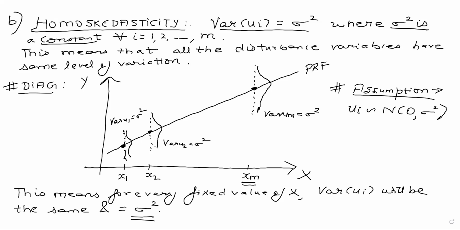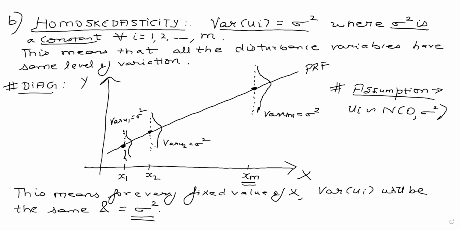My disturbance variable ui is going to follow a normal distribution with mean 0, because my first assumption was that the expected value of ui is 0. The positive and the negative terms cancel out. So the expected value of ui is 0. Variance of ui is equal to the homoscedastic variance sigma square. I hope all students are clear with the second assumption.